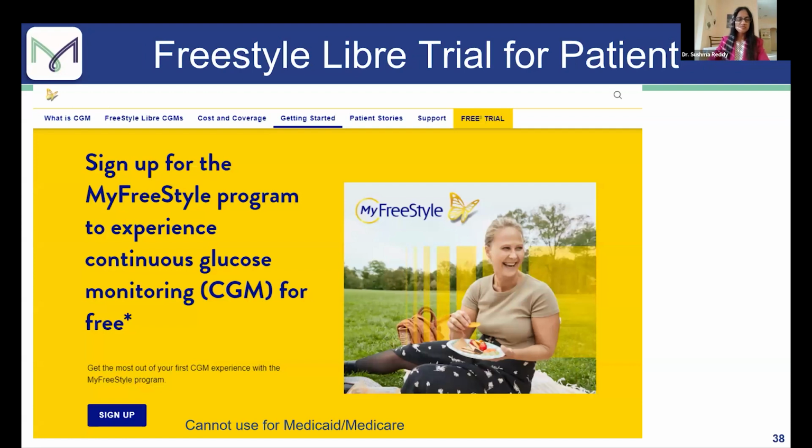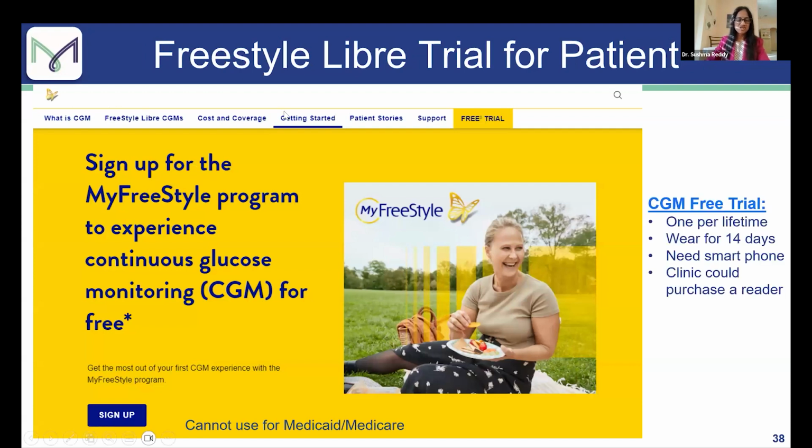So here's the My Freestyle program. One word of caution is you can't use it for Medicaid or Medicare patients, and it's only 1 per lifetime. Your patients do need to have a smartphone. If they don't, you could consider buying 1 reader for the clinic and then loan it out.